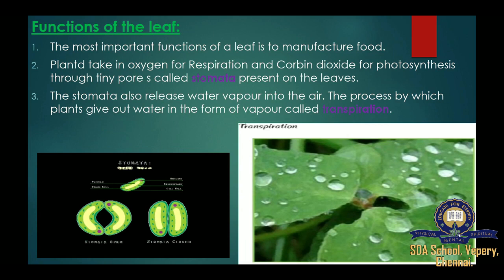Human beings and other organisms like plants and animals use stored food. The oxygen produced during photosynthesis is used by all organisms, including plants, animals and human beings, for respiration. Plants take in oxygen for respiration and carbon dioxide for photosynthesis through the tiny pores called stomata present on the leaves. What is meant by stomata?